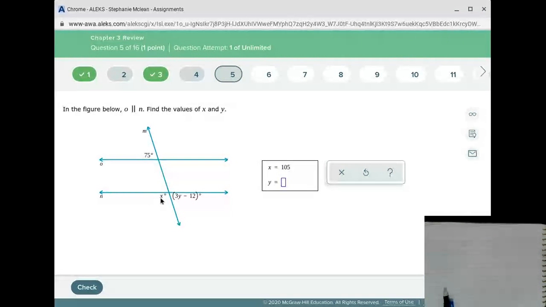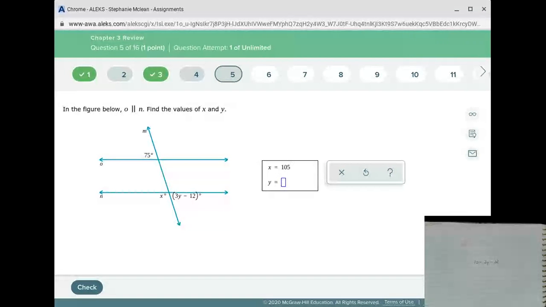Okay, now, very similar type of concept, except I'm looking for the measure of angle Y, okay? So 75 and this angle are alternate exterior angles, and we know that alternate exterior angles are equal, okay? So 75 equals 3y minus 12.